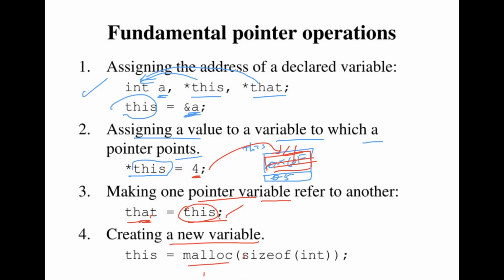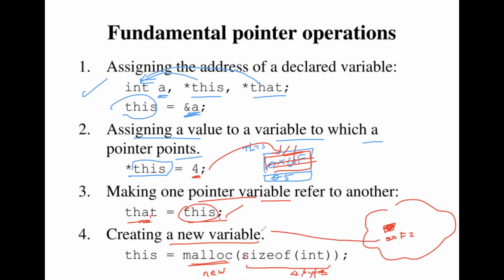You can also create a new variable by using malloc. In C++, this malloc is new. So what malloc does is it returns the memory address of the allocated space, which is the size of an integer. Typically, these are 4 bytes on your computer. This 4 byte memory space could be here in red. This entire 4 byte memory address, let's say 0xF2, is now assigned to this by way of this.